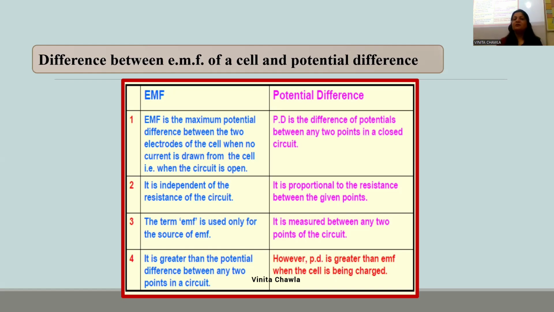EMF is greater than potential difference between any two points in the circuit. However, potential difference is greater than EMF when the cell is being charged. During charging only, V is greater than E. चार्जिंग में क्या था ना, हमने V greater than E. बाकी सब जगह पे V is less than or equal to E.